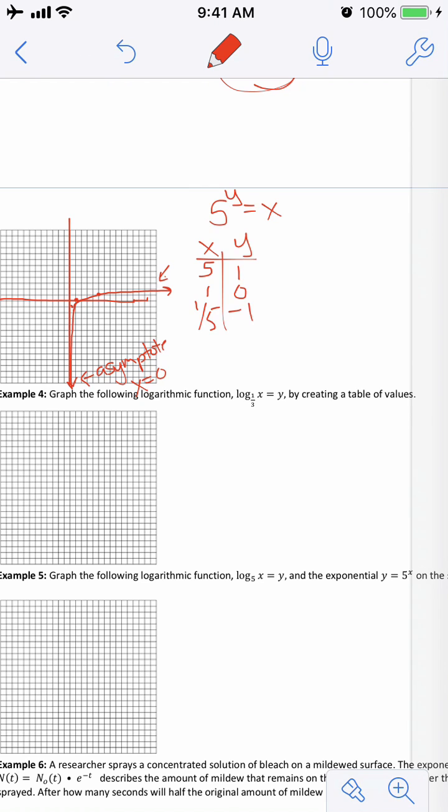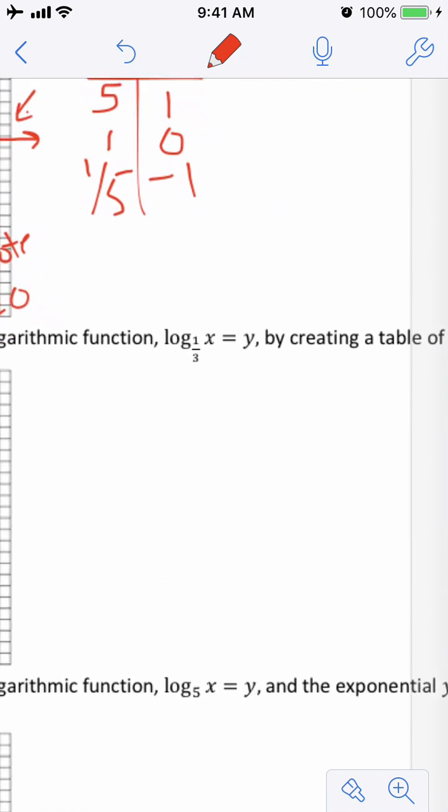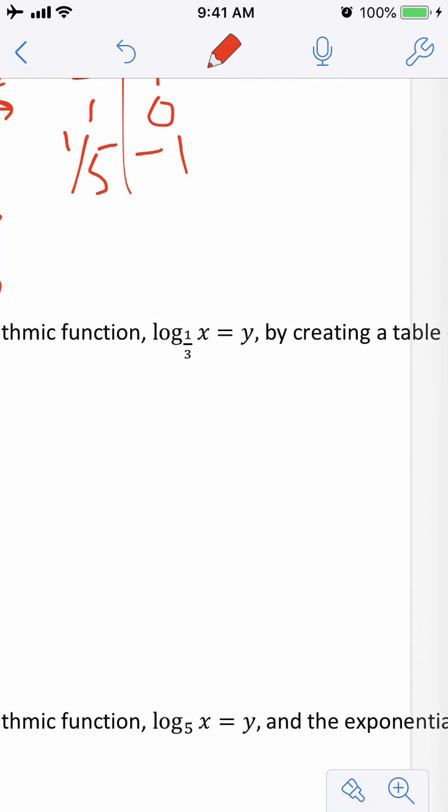All right, so example number 4, graph the logarithm function log base 1/3. Same thing, but let's get another try just in case, because you're watching this video for some reason. Either you were absent or you need a little bit more time with it. So we're going to do another one. Just going to keep practicing, right? So I take the log, convert it around. 1/3 to the y is equal to x.